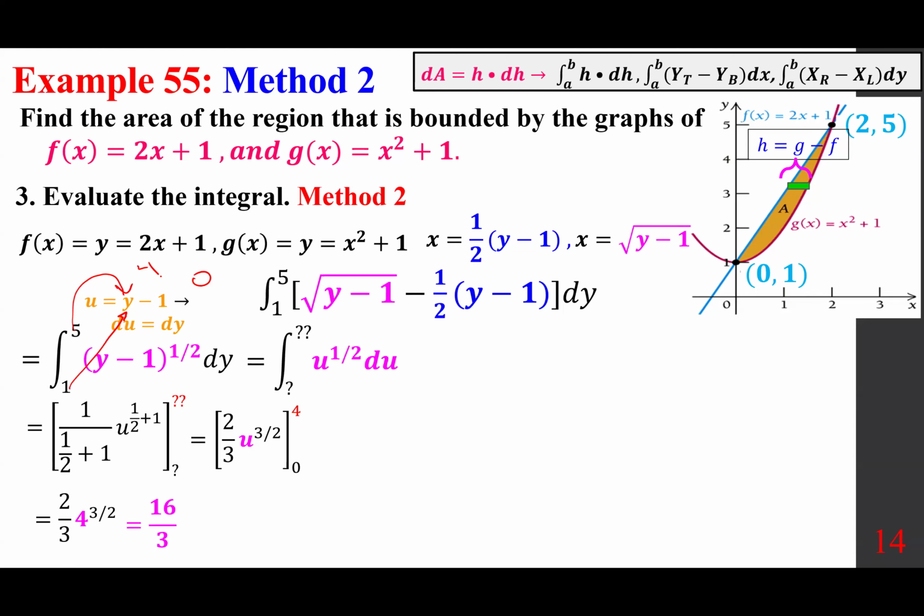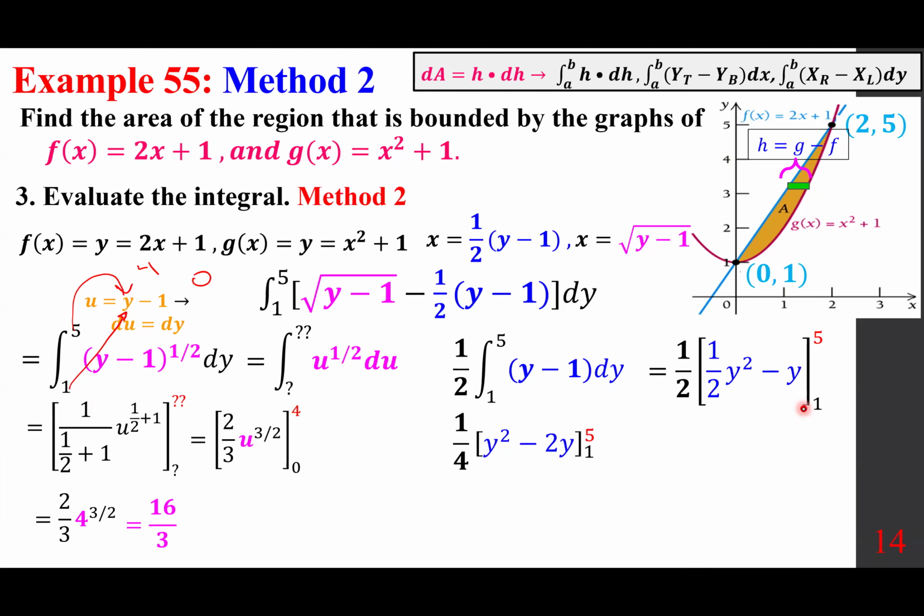Now let's work on the second piece. As you know, this is 1/2 y squared minus y. This 1/2 remains. 5 and 1 you plug in. What I did, I put the one half out, so it becomes 1/4 times y squared minus 2y. It becomes easier. So this is 25 minus 10, and then plug in 1 minus 2. So 25 minus 10, 15.